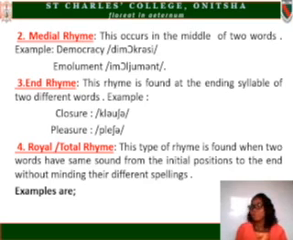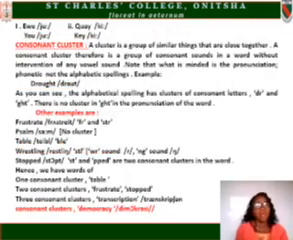Fourth, royal or total rhyme. This type of rhyme is found when two words have the same sound from the initial position to the end without minding their different spellings. Examples are, we have the two words, ewe and you. The first one has its spelling as E-W-E, but it is pronounced you. The second one is Y-O-U, and it is pronounced the same, you. So you see that they have the same sound. From the beginning to the end, they have the same sound. So we call it total rhyme or royal rhyme.